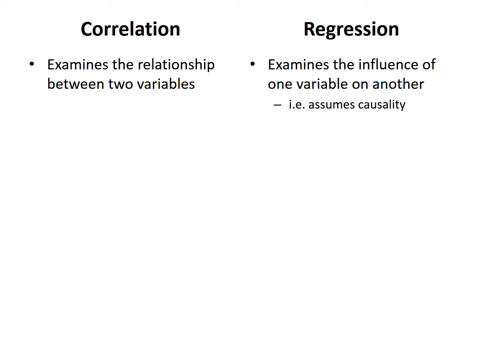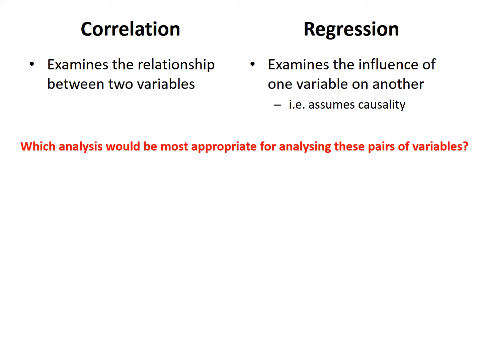But before we get to the statistics, let's have a look at the difference between correlation and regression. Now, correlation just examines the relationship between two variables. It doesn't say this variable is more important than the other variable, or this variable affects the other variable. Whereas in regression, we examine the influence of one variable on another. So we assume causality. What that means is we assume that the change in one variable causes a change in another variable.